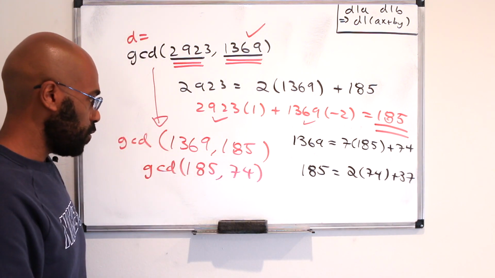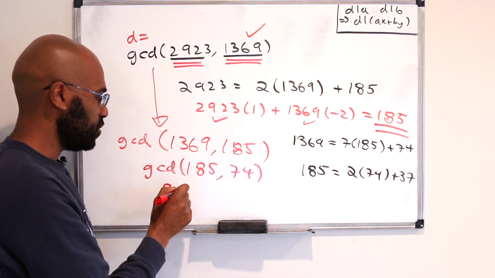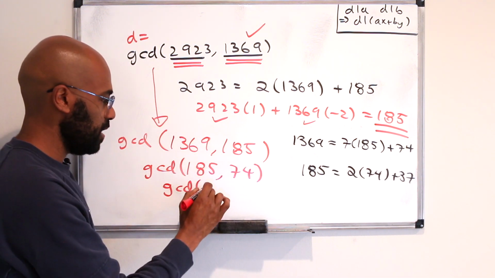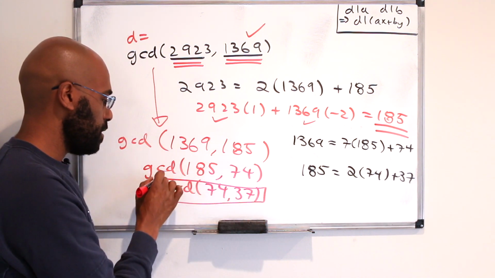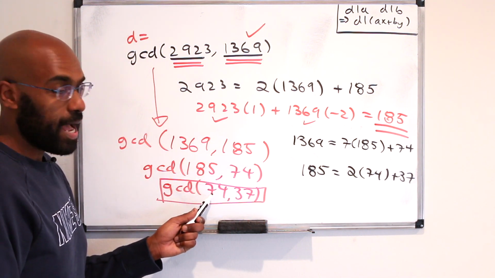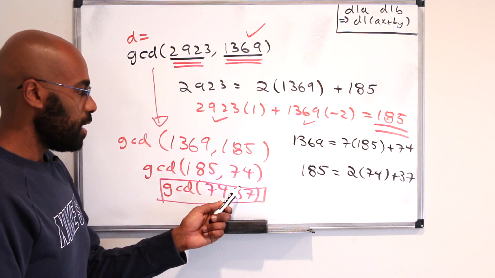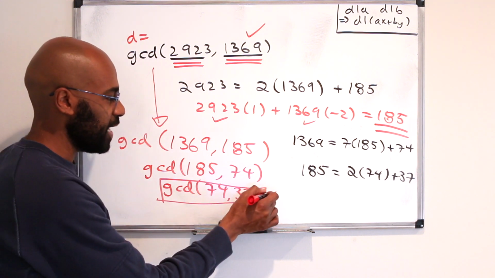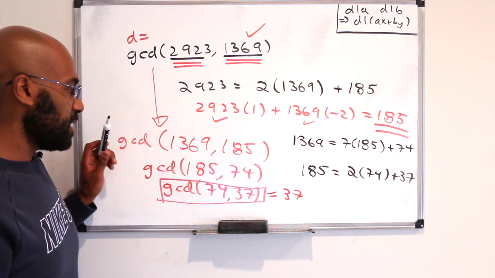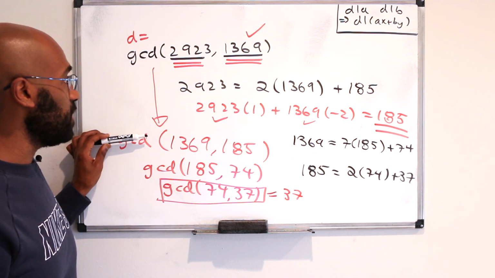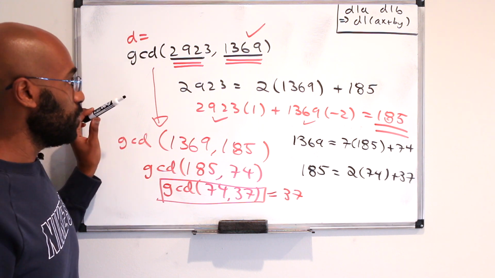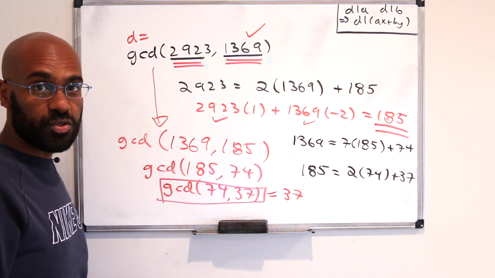Okay, so then, by the same argument again, the GCD of these two will be the GCD of 74 and 37. And this is much more manageable to compute. 74 happens to be twice 37, so the GCD of these two is actually 37. But by this cascading effect, the GCD of these two is the GCD of these two, which is the GCD of these two, which is then the GCD of these two. So this GCD actually is 37.